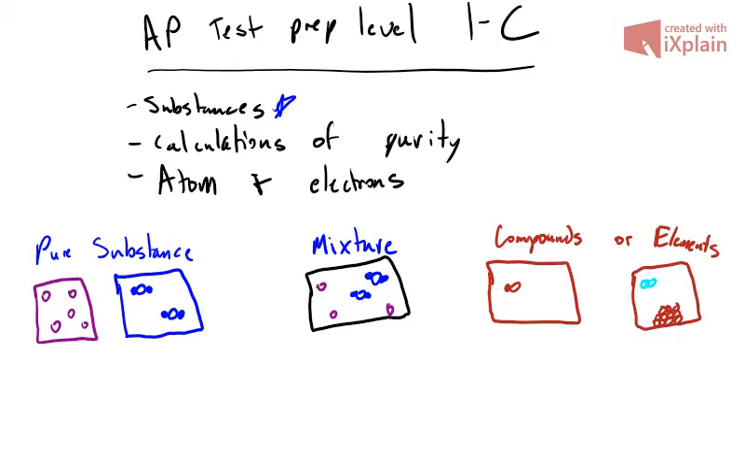So you can have a pure substance of elements, or a pure substance of compounds. You could have a mixture of elements and compounds, or any sort of combination of the two. So that's the types of substances.